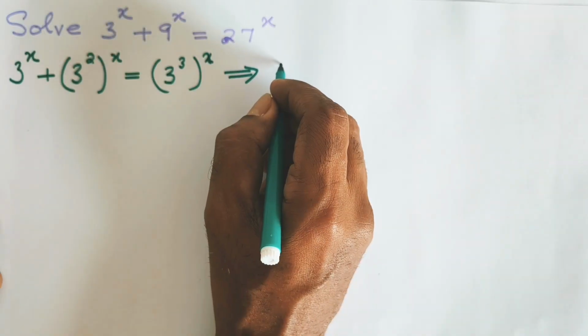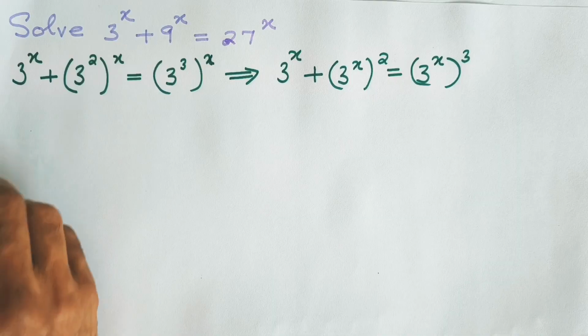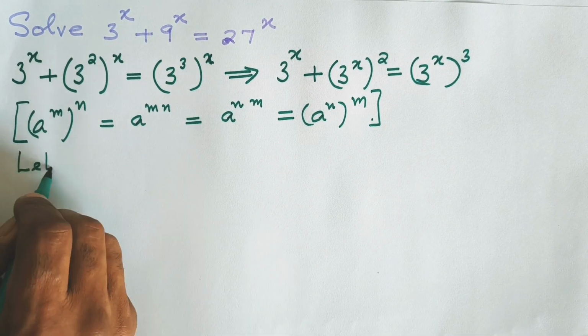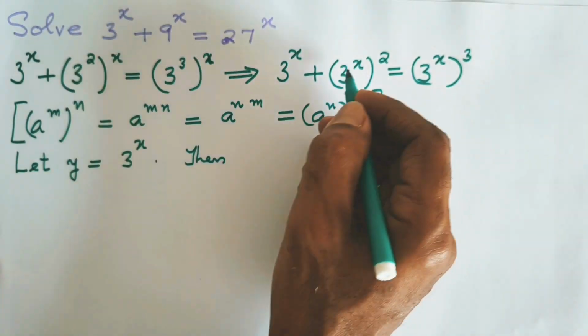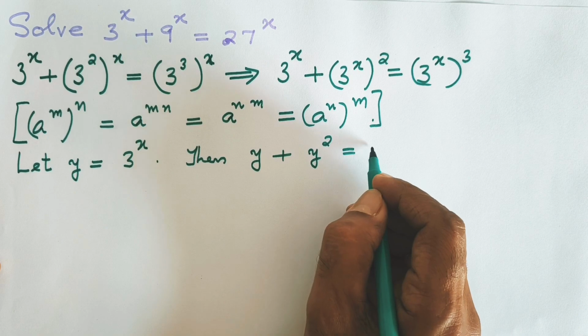In the next step, let me interchange positions of 2 and x this way. This is done on the basis of this law of index. Now let me substitute y equal to 3 to the power of x. Then this equation will change to y plus y square equal to y cubed.